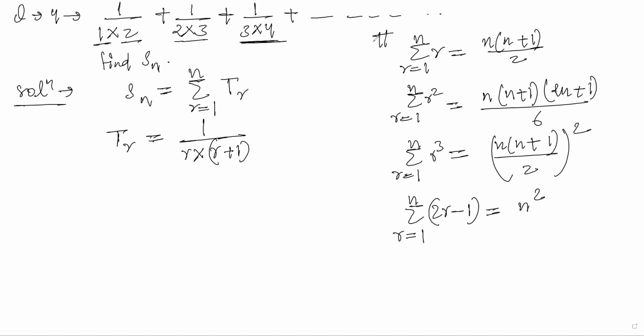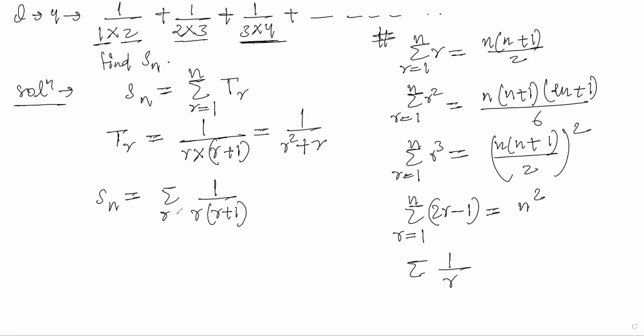We have these four formulas, right? But there is no one telling you about 1 by r. So here we got 1 by r squared plus r. You can also write it like that, but that doesn't change anything. But there is no formula including this, if you write it like this, in the value of Tr. We don't have any formula for this.